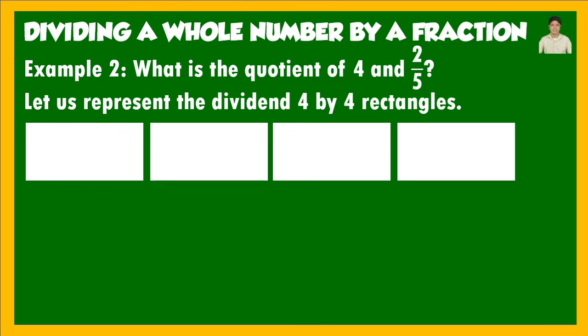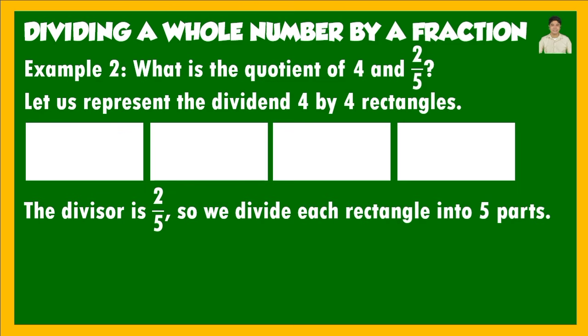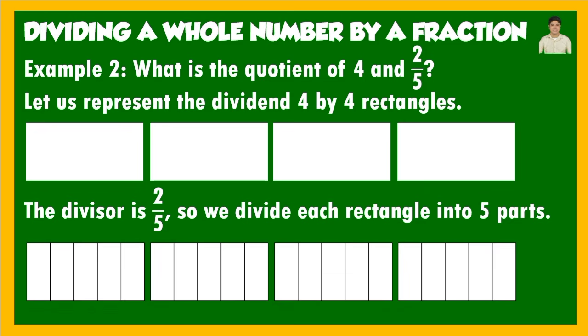Next, the divisor is 2/5. So we divide each rectangle into 5 parts. Bawat rectangle, i-divide po natin yan into 5 equal parts. Yung pagkakahati po ng mga rectangles, based po yan dun sa denominator ng divisor. Yung divisor natin, 2/5, yung numerator niya is 2, and then 5 is the denominator. Since 5, divided into 5 equal parts. Lahat po ng rectangles na yan, pantay-pantay po ang pagkakahati.